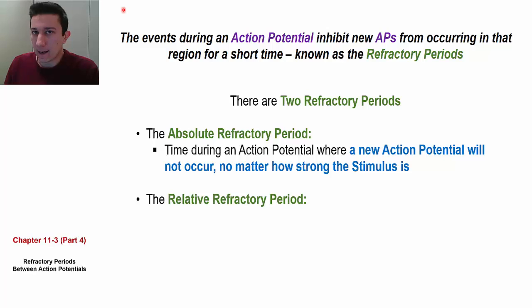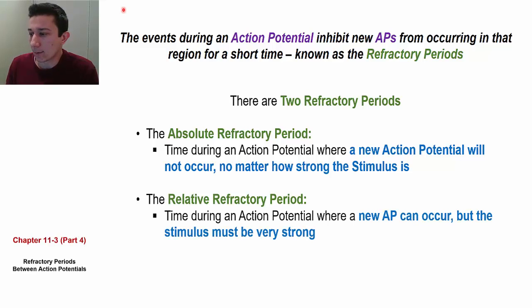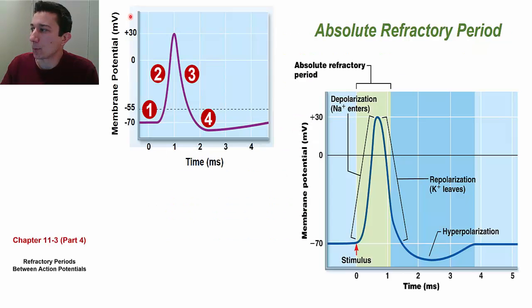There's a point in time during an action potential, toward the end of that action potential, where a new action potential can occur, but it takes a very strong stimulus. That's called the relative refractory period. So this is a time during an action potential that's already occurring where a new action potential can occur, but the stimulus has to be very strong in order to get that new action potential to be created. So we'll take a look at some examples and see what the refractory periods entail and what we're talking about here.